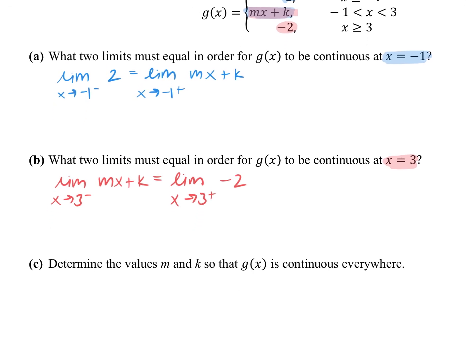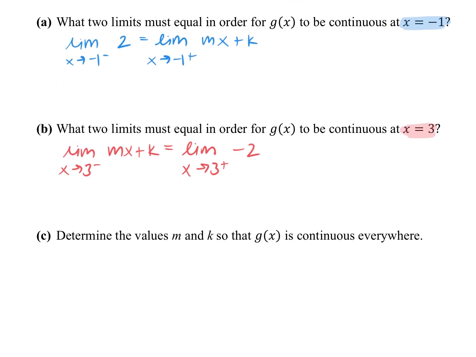So let's write our two equations out. From letter A, we can write the equation, the limit as x approaches negative 1 from the left of 2. That evaluates to just be 2, right? And if I evaluate the right-hand side as it approaches from the right, I'm plugging in 1 for what variable? There's 3 of them there. I'm plugging it in for x, right? So this equals 1m plus k. Negative 1. Oh, yes, thank you. Negative 1m plus k.